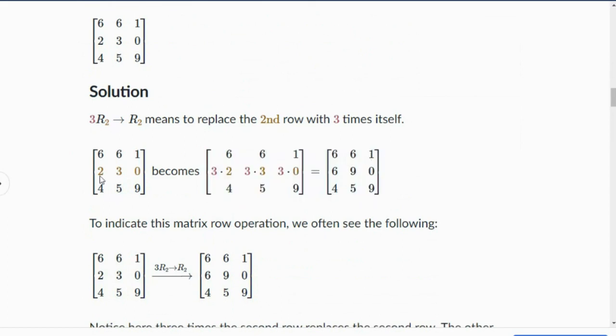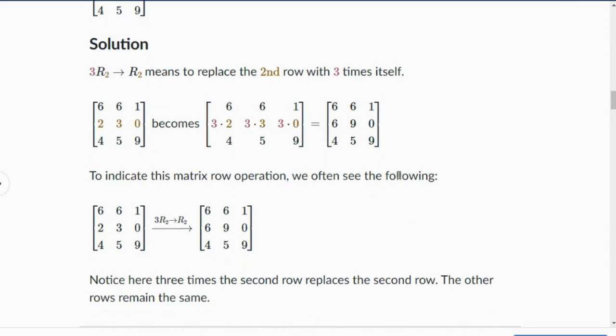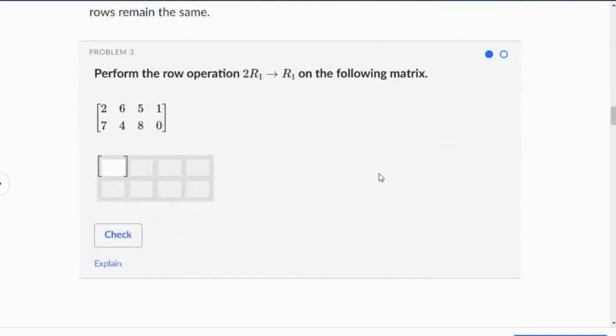But the second row, which was 2, 3, 0, now every element is multiplied by 3. 3 times 2, 3 times 3, and 3 times 0. So instead of 2, 3, 0 it is now 6, 9, 0. Multiplied the second row times 3 and left it as the second row. All right, so let's practice this one now.